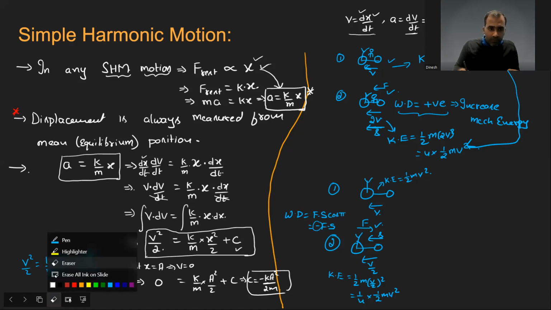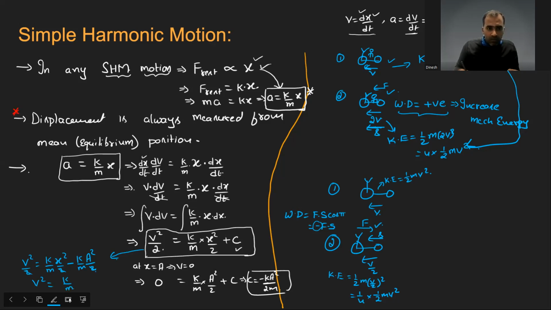Okay, understand carefully from here to here. So now I can cancel everywhere too. Now v square is equal to k by m. I'm taking k by m common.